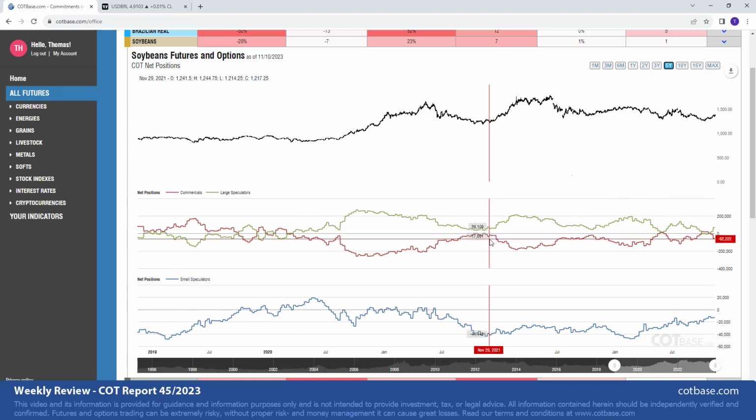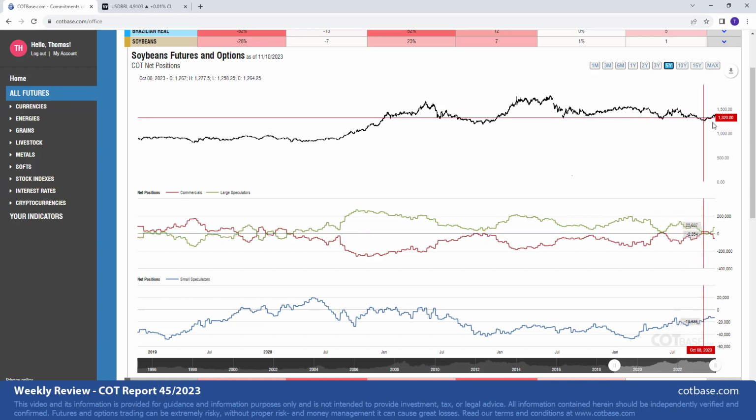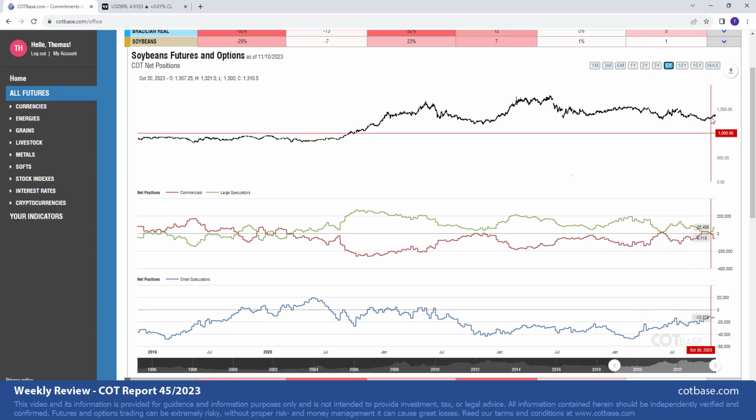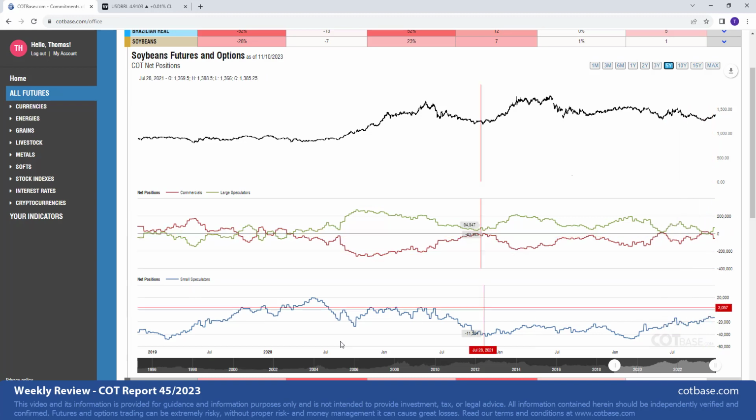You can see that not too many, especially since 2020, we don't see commercials going net long. And we just had that back in September. And that may have signaled a bottom, and we could see soybeans rise from here. So even though we have this bearish change signal, I'd be very cautious about it.